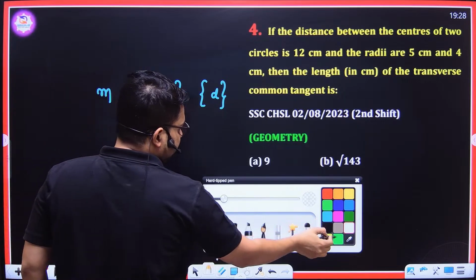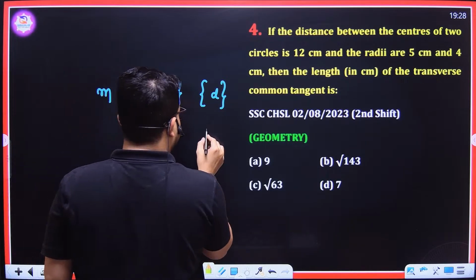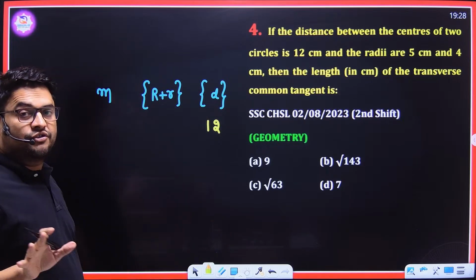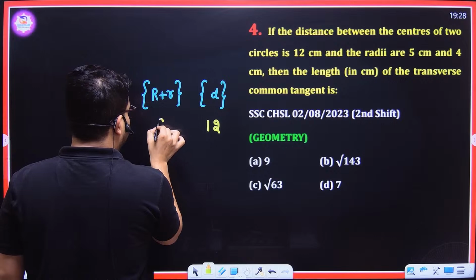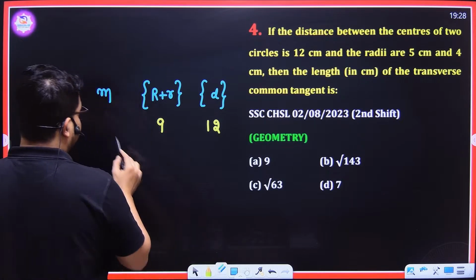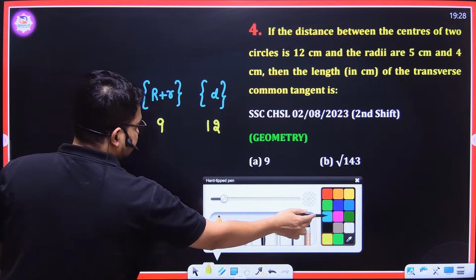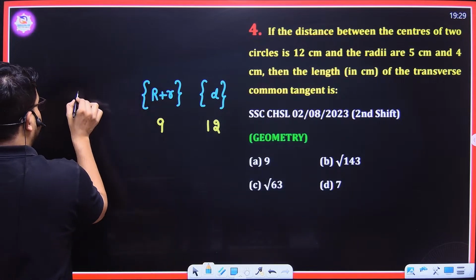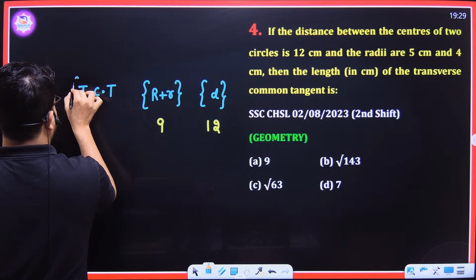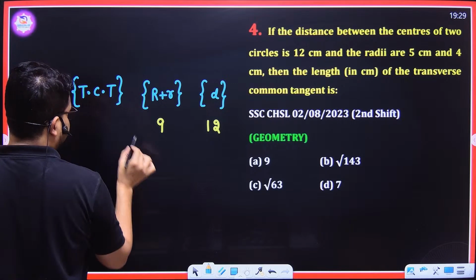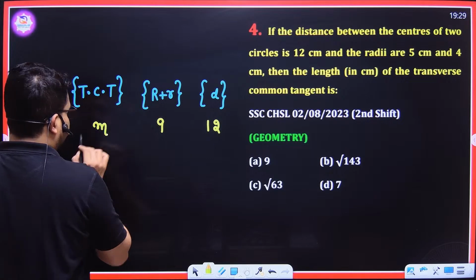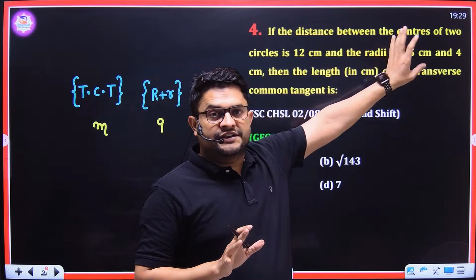You will always be given this distance. The distance here is 12. R plus R is the summation of both radii, which is equal to 9. You have to calculate the value of M. M is our TCT, the transverse common tangent. I denote it as M. See, my question is finished. First of all, the question is finished here itself. How?